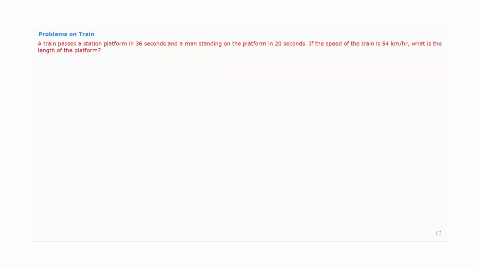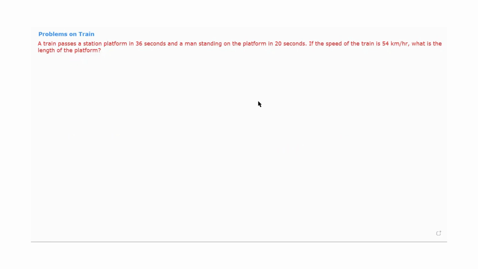A train passes a station platform in 36 seconds and a man standing on the platform in 20 seconds. If the speed of the train is 54 kilometers per hour, what is the length of the platform? Answer is, to determine the length of the platform, we need to consider the additional distance the train covers when passing the platform compared to when passing a stationary object, the man.